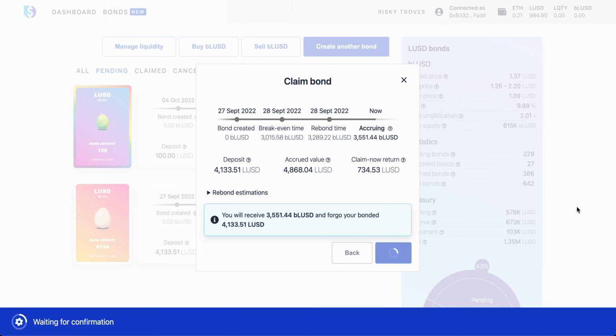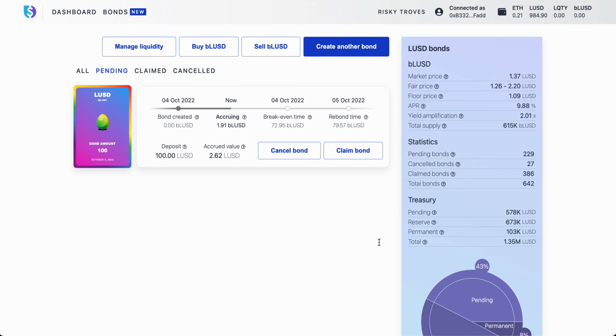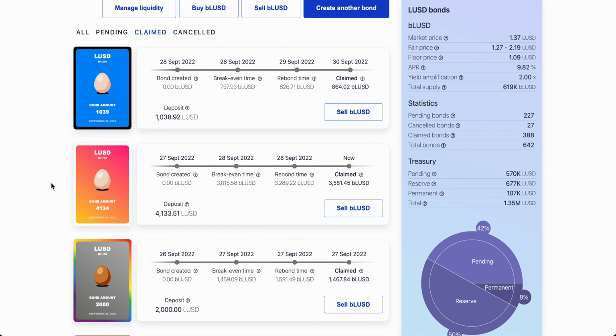And again, we are doing that when we are at break even or above. Otherwise, we're making a loss. And this, as mentioned, depends on the market price. So maybe in the morning you are in the plus, and in the evening you are in minus, depending on the volatility. Yeah, it disappeared now. We got 3,500 BLUSD, and this NFT is now in the claimed section.